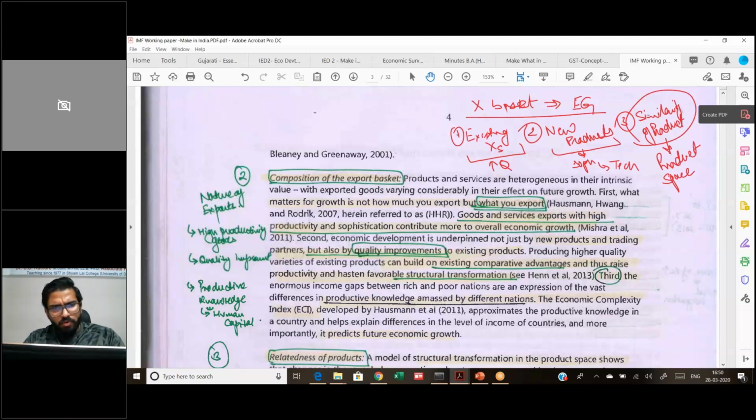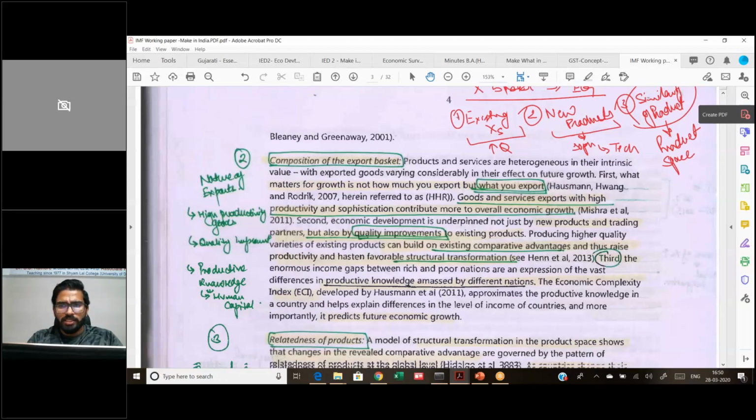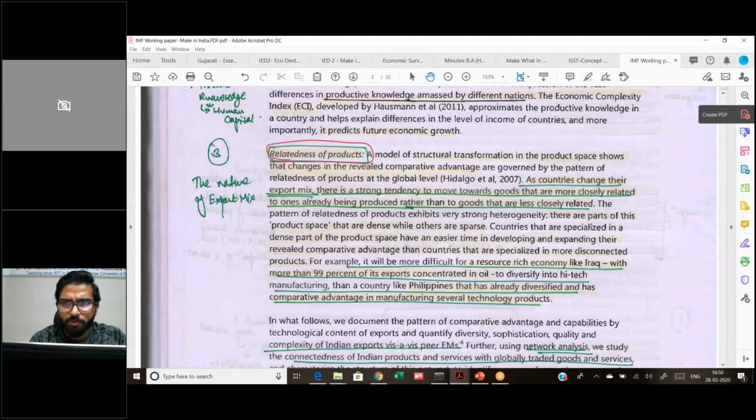Then moving on, I was talking about related products. This is the concept of related products: structural transformation in the product space shows that you have a comparative advantage, and that comparative advantage will change with time. So comparative advantage as a theory, or as a concept, is not very static. Comparative advantage for a country also evolves with time. The evolution tends to go strongly towards closely related products rather than products which are not closely related.